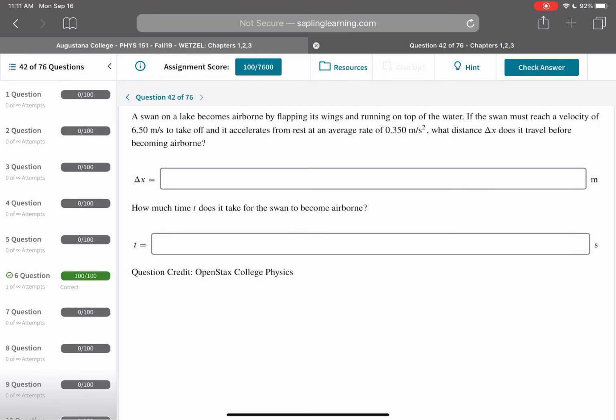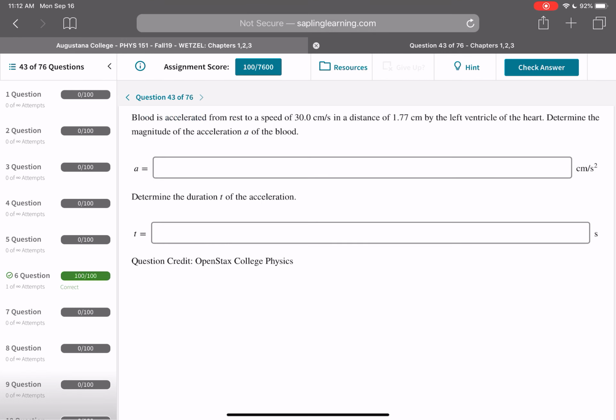A swan on a lake becomes airborne, flapping its wings and running on top of the water. If the swan must reach a velocity of 6.5 meters per second to take off and accelerates from rest at that rate, what distance does it travel before becoming airborne? So you have your v final squared equals v0 squared plus 2ax. You've got a final velocity of 6.5 meters per second, an initial velocity of 0, and an acceleration of 0.35 meters per second squared. Solve for x. Okay, and then you can solve for t from there.